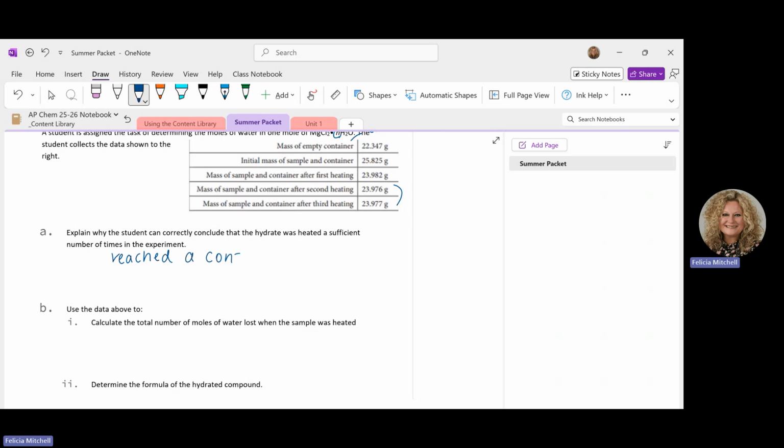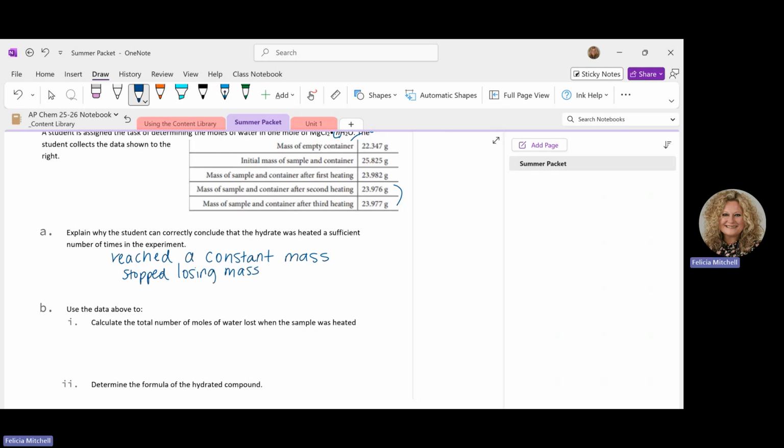Now, you're going to fluff it up a little bit if it was a real FRQ. You don't have to write complete sentences on a real FRQ. Bullet points are sufficient. It's not like AP Bio where you have to write paragraphs. I think AP Bio likes complete sentences, but I could be wrong about that. You're going to want to say the substance reached constant mass, or it stopped losing mass when being heated.